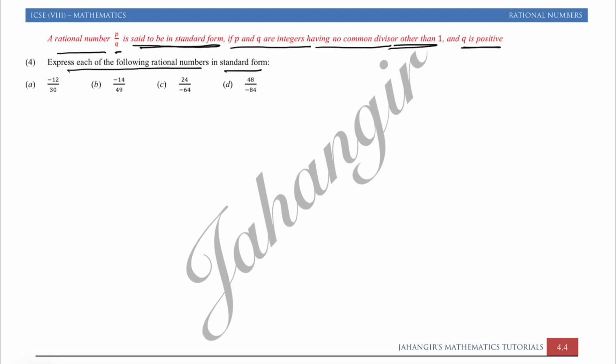So let us start with the first. A, minus 12 by 30. Let us cancel by 6: 6 fives are 30, 6 twos are 12. So minus 2 by 5. Now check the criteria for the standard form. P and Q should be in the simplest form. So it is 2 by 5, you cannot cancel further, and the denominator is positive.